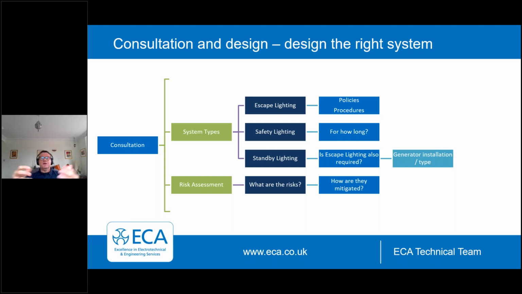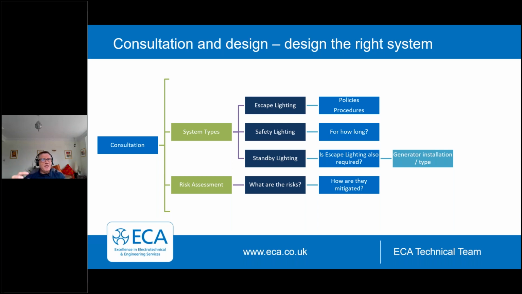But with regard to safety lighting, how long are we going to keep people in the premises for? How long have we got? Period of time that we're likely to need before we get people out. Escape or standby lighting, I mentioned, is escape lighting also required? And if we are going to be using that type of lighting, we may have generator installation types to consider too. We potentially will do with safety lighting, depending on what sort of alternative power we are using.